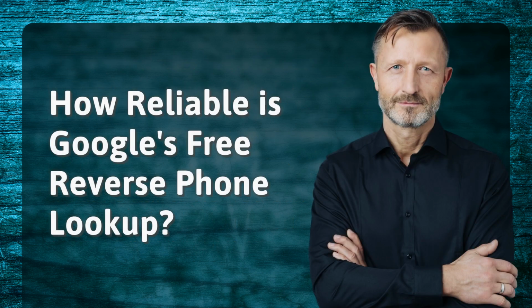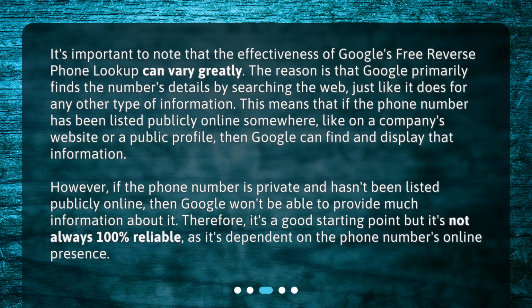How reliable is Google's free reverse phone lookup? It's important to note that the effectiveness of Google's free reverse phone lookup can vary greatly. The reason is that Google primarily finds the number's details by searching the web, just like it does for any other type of information. This means that if the phone number has been listed publicly online somewhere, like on a company's website or a public profile, then Google can find and display that information. However, if the phone number is private and hasn't been listed publicly online, then Google won't be able to provide much information about it. Therefore, it's a good starting point, but it's not always 100% reliable, as it's dependent on the phone number's online presence.